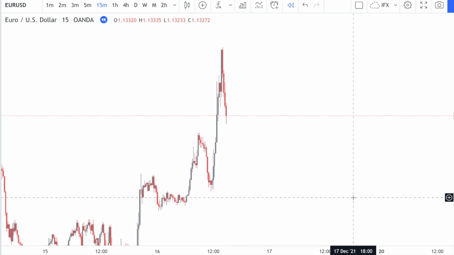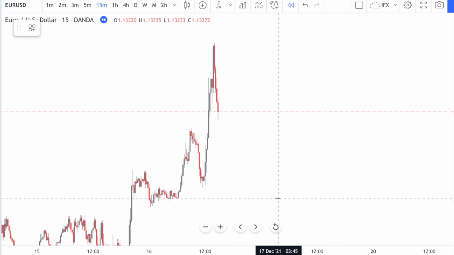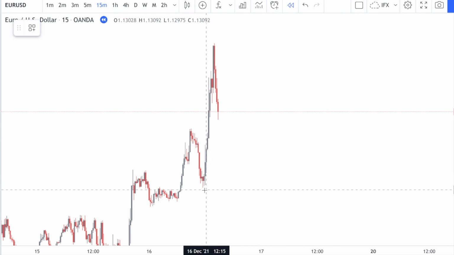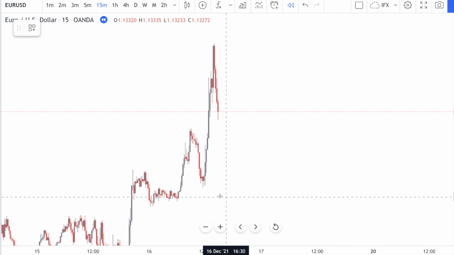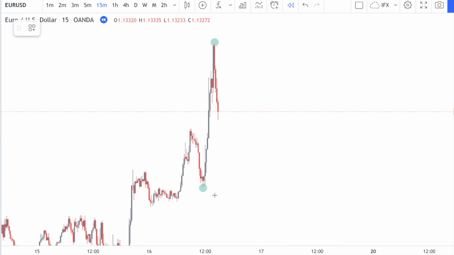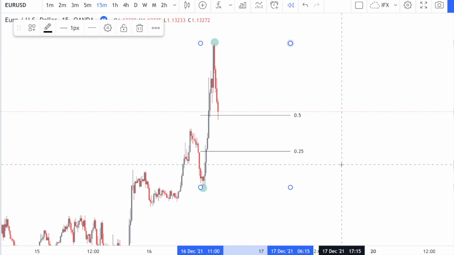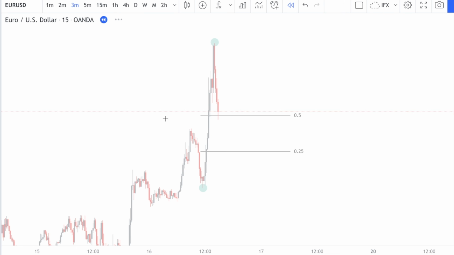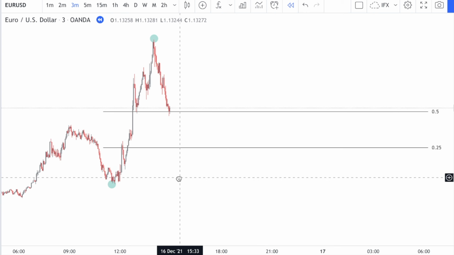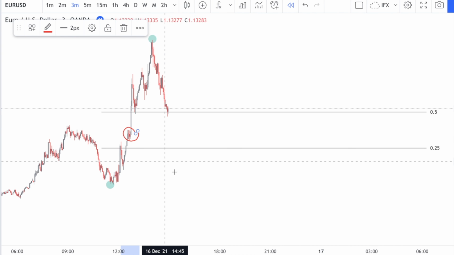Okay, so jumping on to EU, just a quick couple of examples again, exact same thing, just using discount instead of premium. Okay, so we're buying on this occasion. So we have our range low, range high from the 15-minute. We plot our tool, okay, and let's scale down to 3 minute here. Again, we can use this, okay, completely valid.